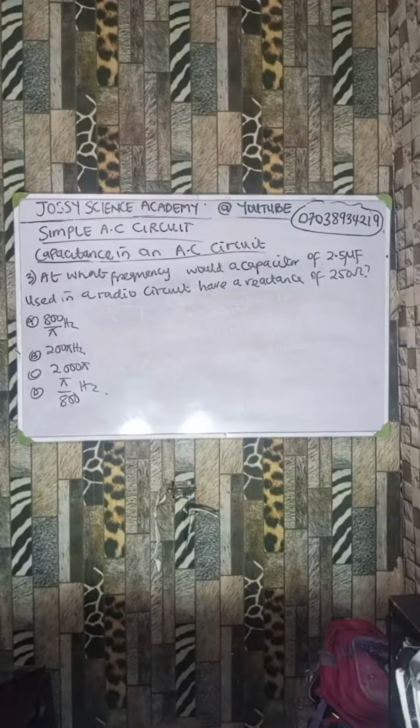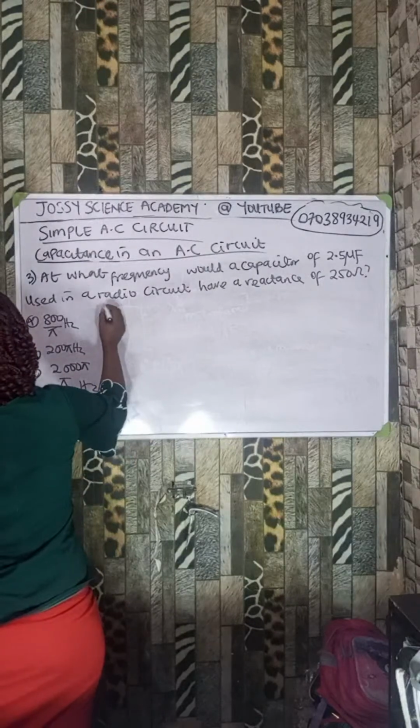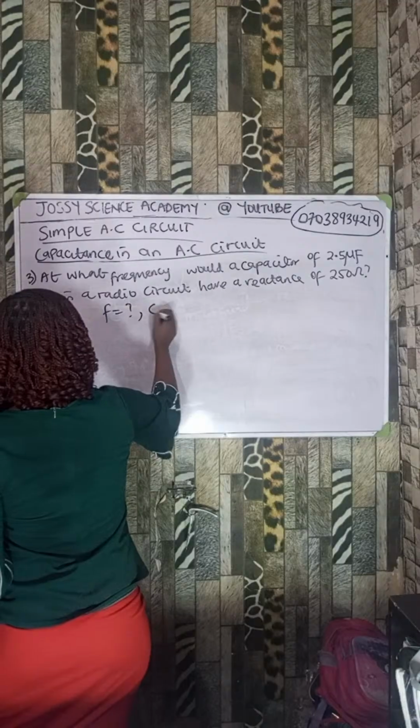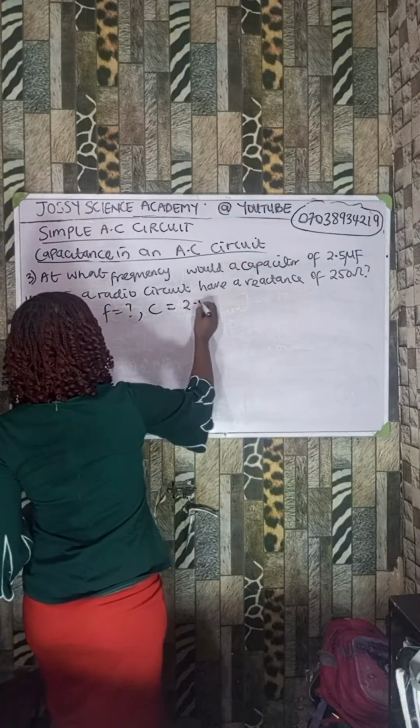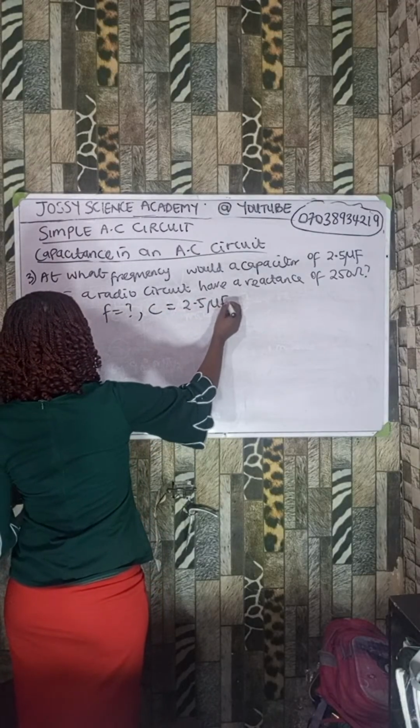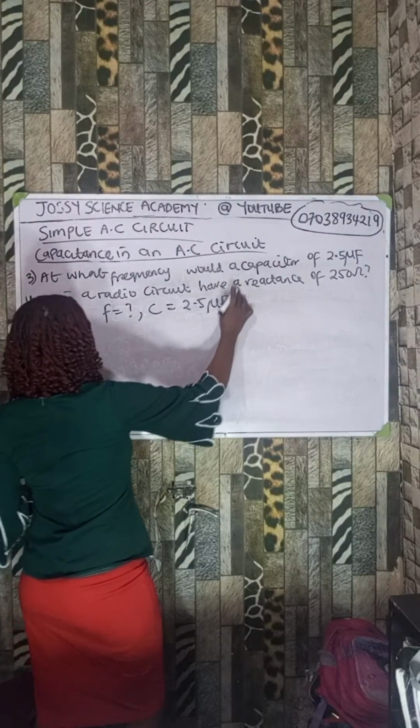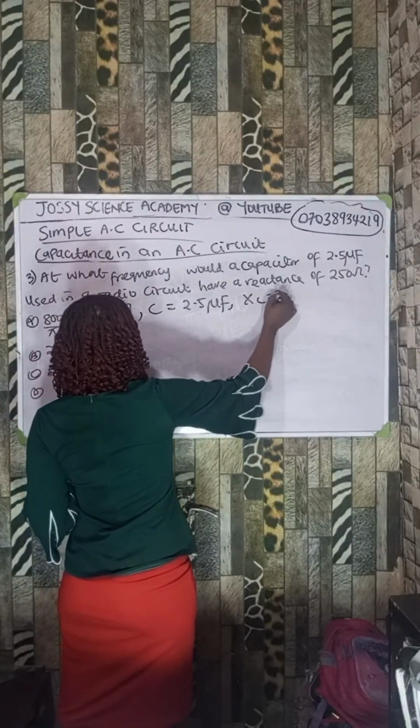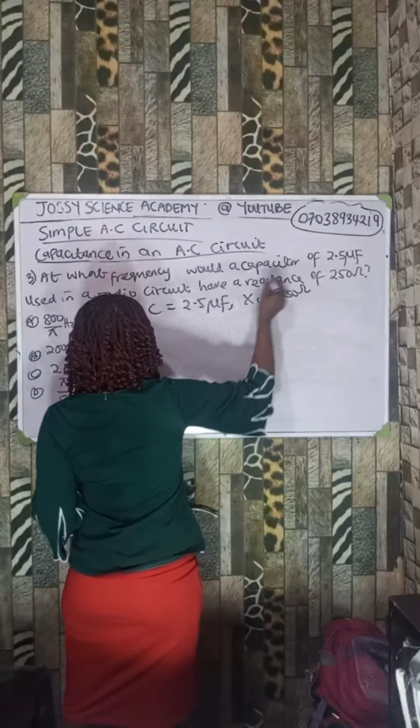Now, the same way you solved the previous one is what I'm going to use to solve the other one. All right? So let's see. My frequency is what I am looking for, and the capacitance of the capacitor is 2.5 microfarad, and the reactance, which is XC, is given in ohms.